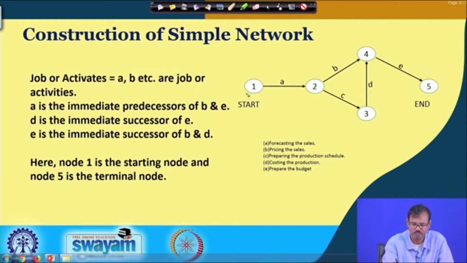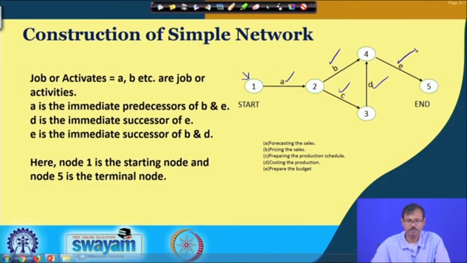network is showing the first initial node is the starting node. This is job A, which is basically the forecasting of sales, this is job B which is pricing of sales, this is production scheduling, this is costing, and this is budget. So, different activities are having some predecessors, and those immediate predecessors are already listed in the previous slide, and you can see the starting node is this one and the ending node is this one. So, this is a very simple example where a simple network is prepared with 5 activities or 5 jobs.